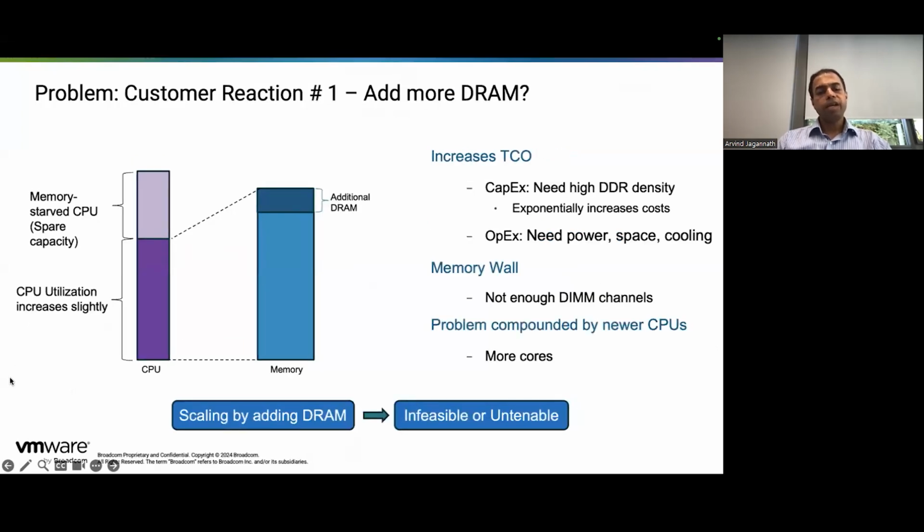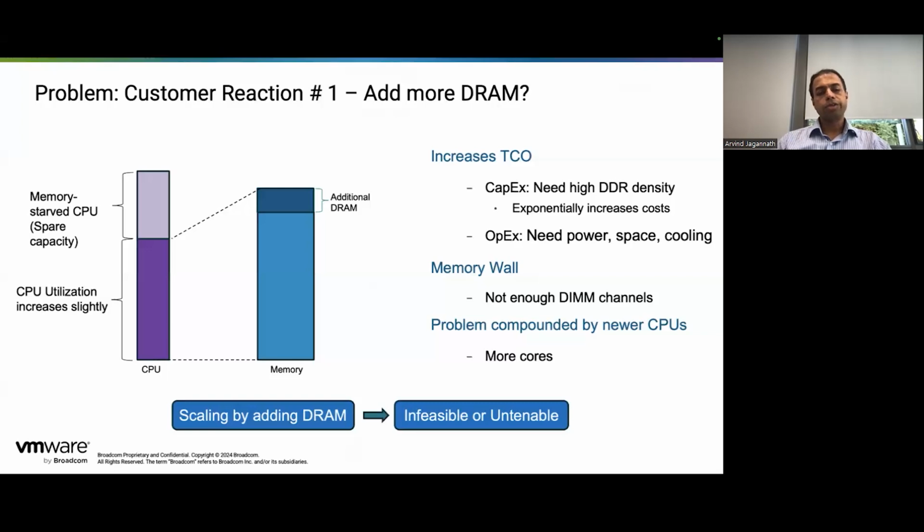So the immediate reaction is possibly to add more DRAM. But adding DRAM is not simple because it increases customer TCO. A higher density DDR, for example, is much more expensive than a lower density one. And so if they have to replace one with a higher density, they have to pay exponentially more. And they also need additional power, space, and cooling for these additional components.